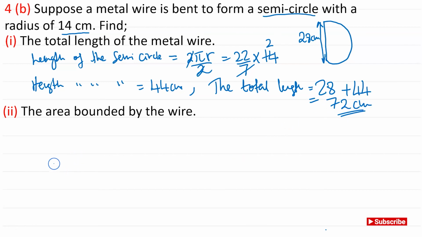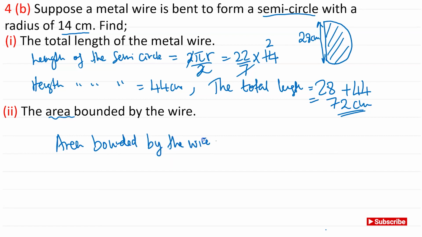Right, guys, for part II, we've been asked to find the area bounded by the wire. That means we need to find this area. It is a semicircle. If we know how to find the area of a circle, we just need to divide that by 2, and that will give us the area bounded by the wire. So the area bounded by this wire is going to be equal to the area of the circle, which is pi times r squared, but we need to halve it. We need to divide it by 2.